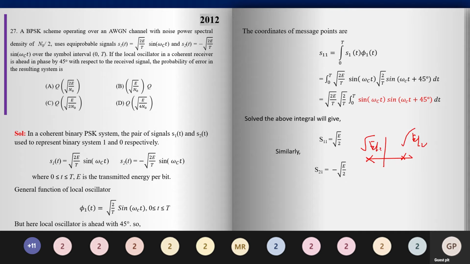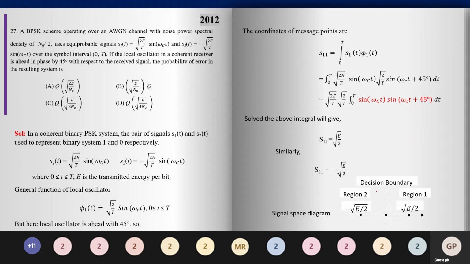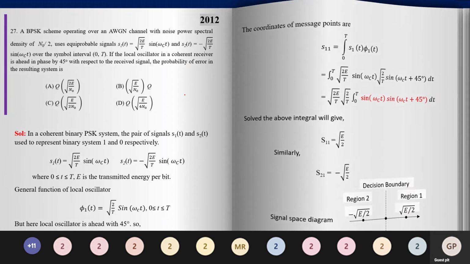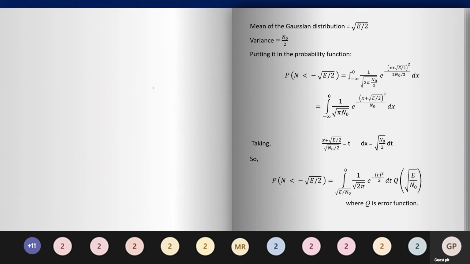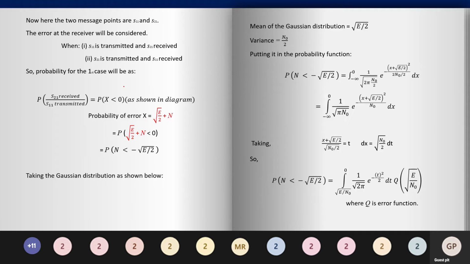Okay. So next step is, as you can see, with respect to this diagram, here we have finished the constellation diagram for it. Now our aim is to calculate the probability of error. The equation for probability of error, I have just posted here. Now there are two messages, S11 and S21.